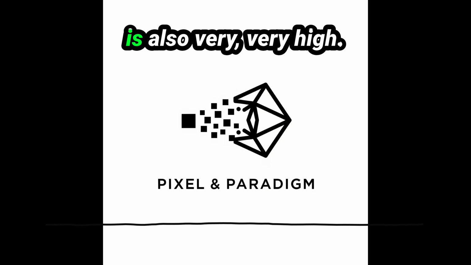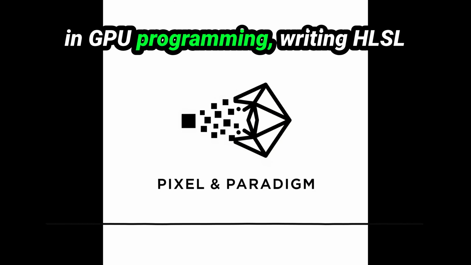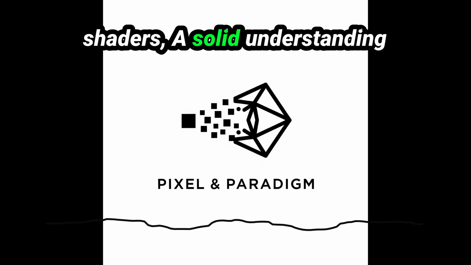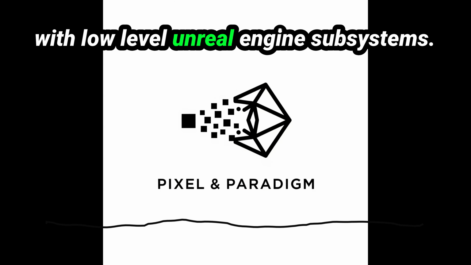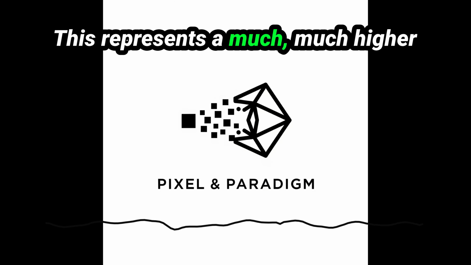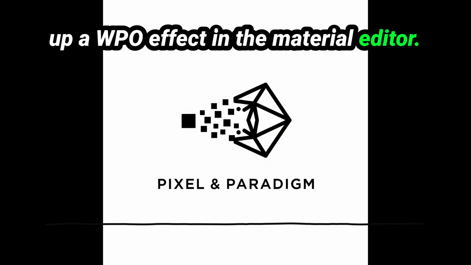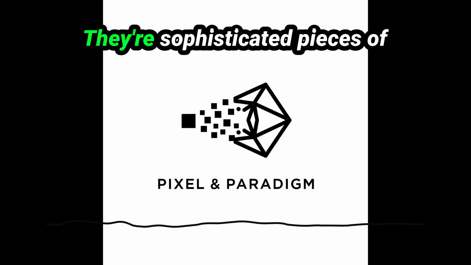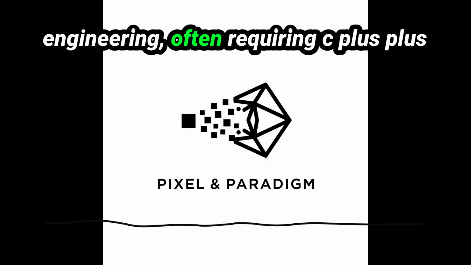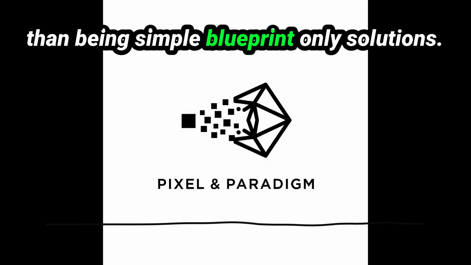The development complexity is also very, very high. It requires deep technical expertise in GPU programming, writing HLSL shaders, a solid understanding of skeletal animation systems, 3D math, quaternions, matrices, and familiarity with low-level Unreal Engine subsystems. This represents a much, much higher barrier to entry compared to simply setting up a WPO effect in the material editor. Existing plugins like TurboSequence that achieve similar goals highlight this complexity. They are sophisticated pieces of engineering, often requiring C++ API access for optimal performance rather than being simple Blueprint-only solutions.